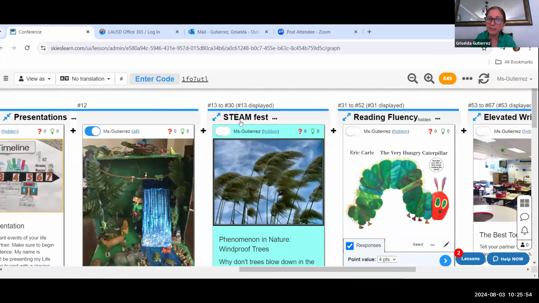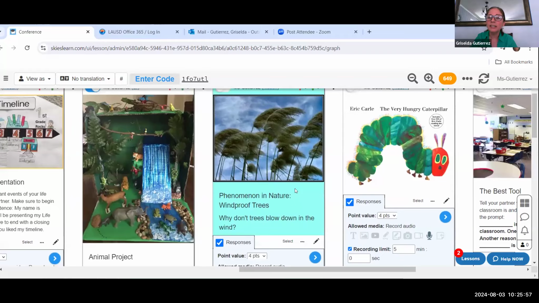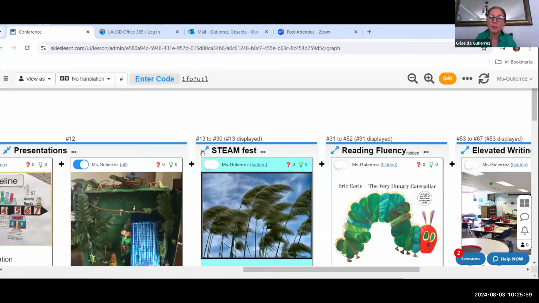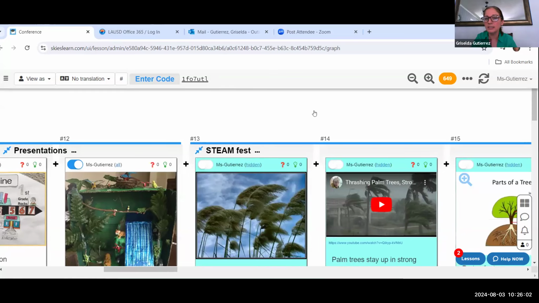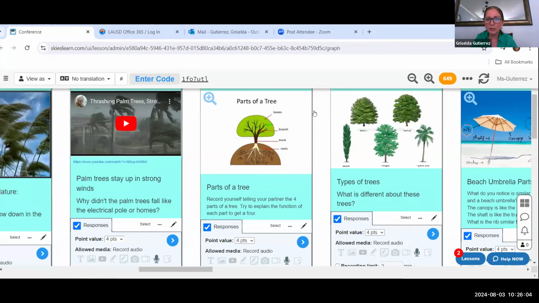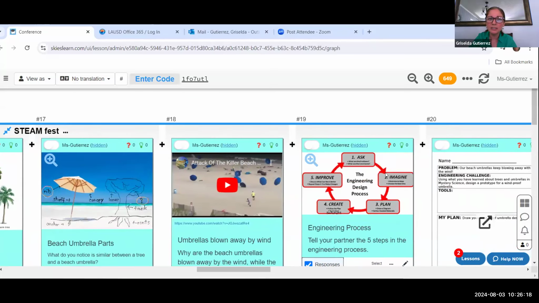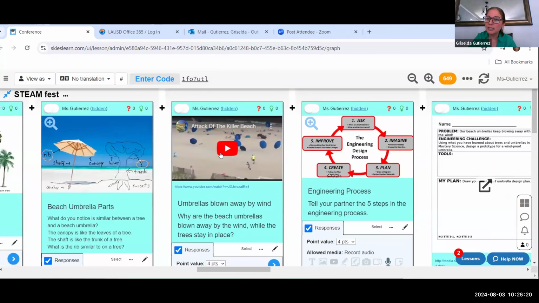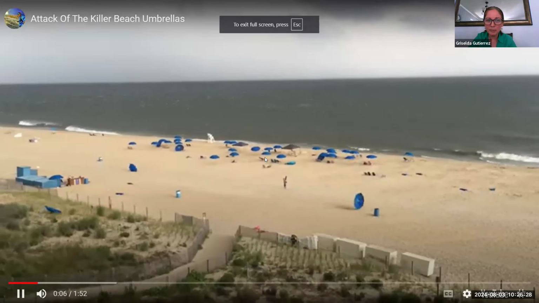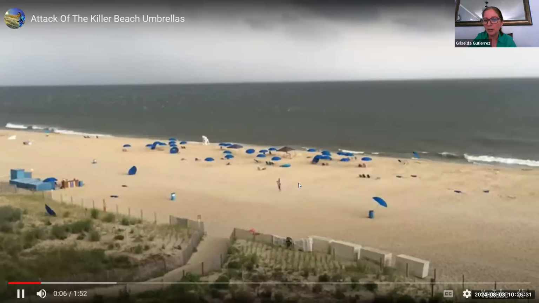We also had a STEAM Fest for science, and we used Mystery Science, and one of the lessons was about creating a windproof umbrella. So we used the structure of a tree to create an umbrella that wouldn't blow away with the wind. And the whole idea was to learn the engineering process. And I was able to integrate videos into the lesson so that the kids could see the problem.